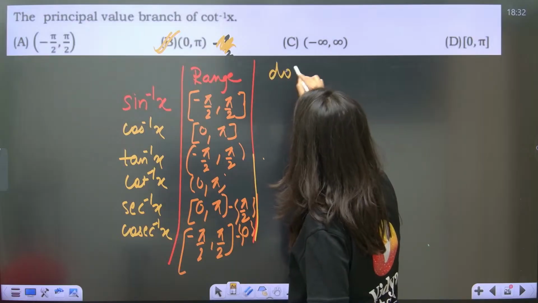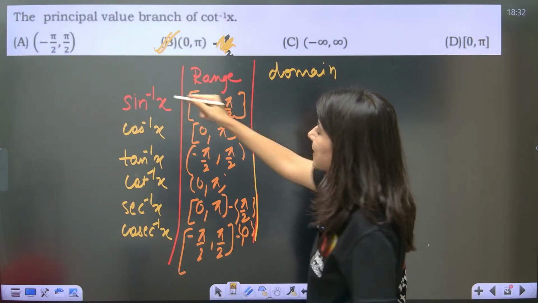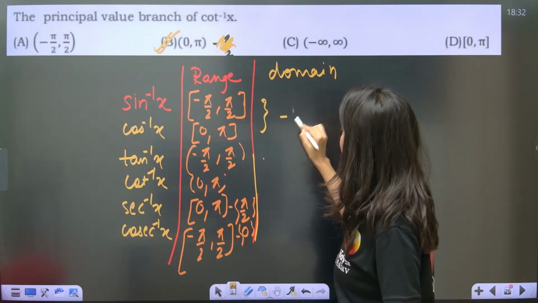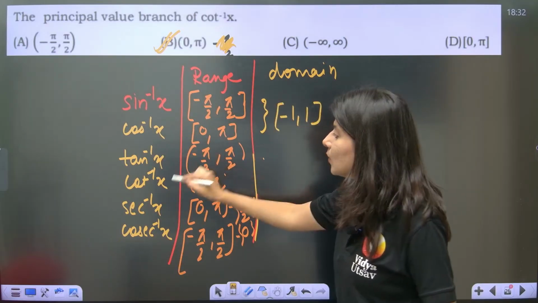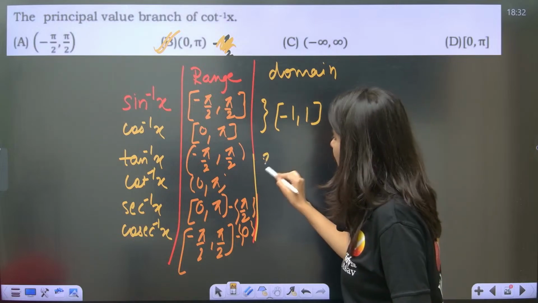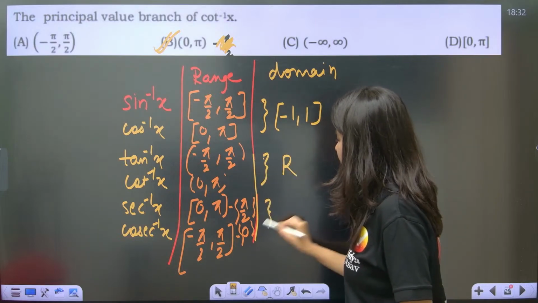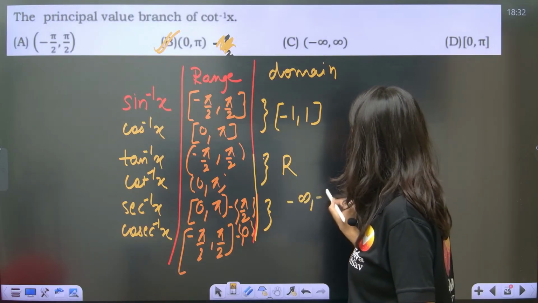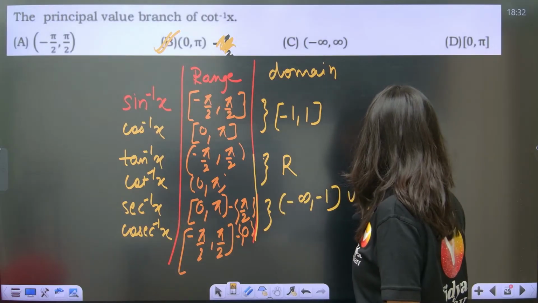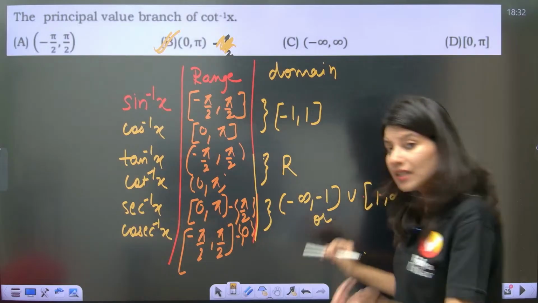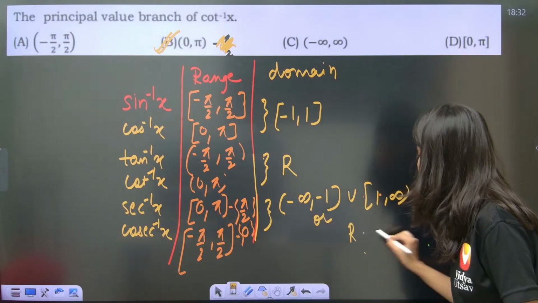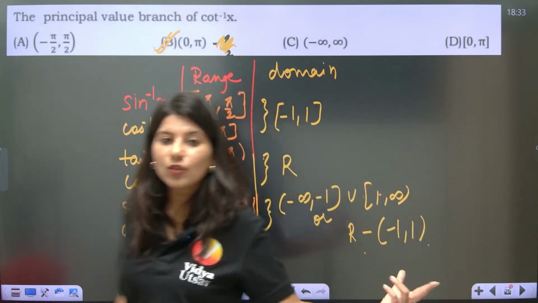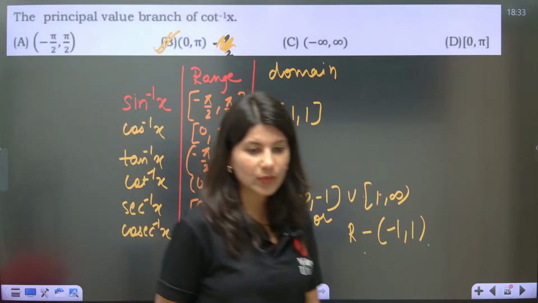What about domain, my dear students? Now domain: sine inverse and cos inverse share the same domain, which is -1 to 1. Tan inverse and cot inverse share the same domain, which is all real values. Sec inverse and cosec inverse share the same domain, which is -infinity to -1, union 1 to infinity. Or another way of writing it is all real values except -1, 1. These are the two ways to write the domain of sec inverse and cosec inverse.